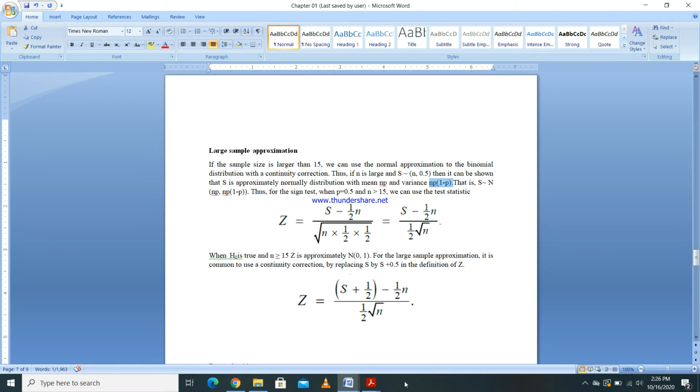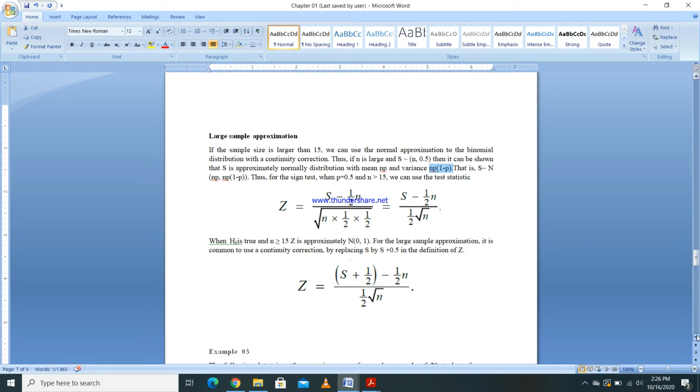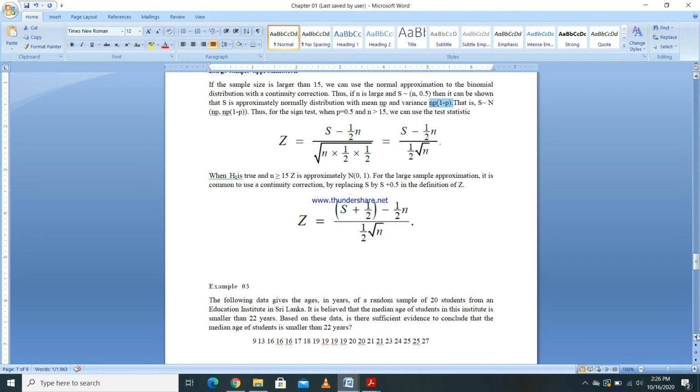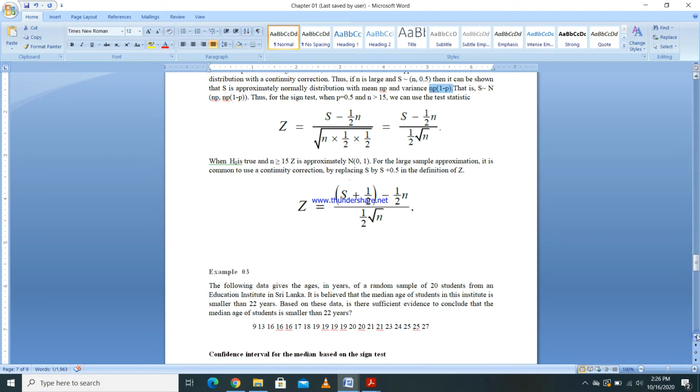After applying the continuity correction, you have Z equal to S plus 0.5 minus n over 2, divided by 0.5 into root n. We can use this when you have a data set which is greater than 15. In order to apply the sign test, you can use the large sample approximation. So we'll have a look at this example.